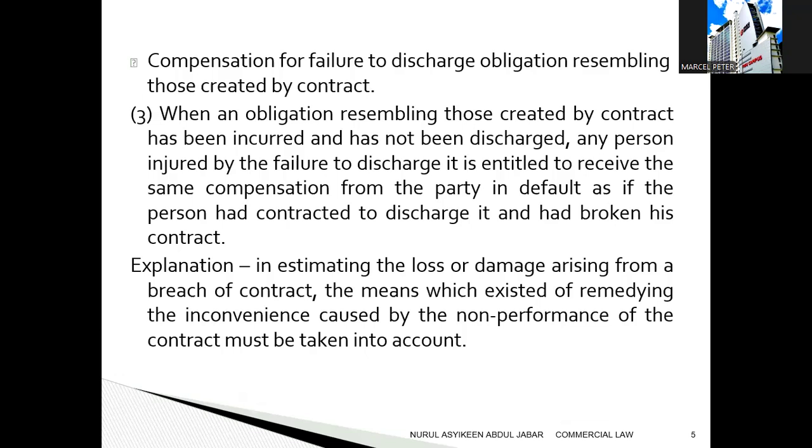And finally, when calculating damages, the court will consider whether the innocent party took reasonable steps to reduce their loss. This means the injured party must try to minimize the damage. So, Section 74 ensures fair compensation, not punishment. Only direct and foreseeable losses caused by the breach can be claimed.